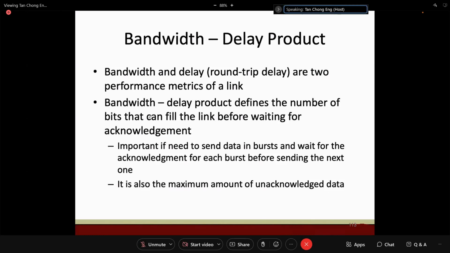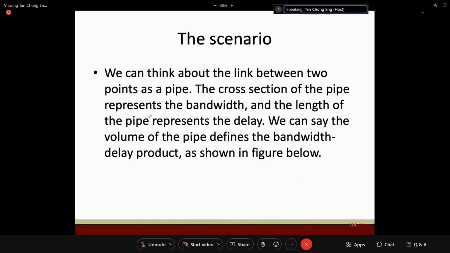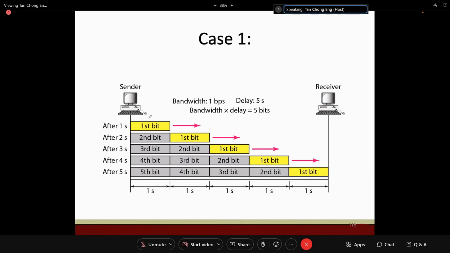Through this bandwidth delay product, we will be able to calculate how much we can send continuously so that we can achieve the maximum performance over the link, so that we are not wasting the bandwidth caused by the delay and all the stuff, right? So this is actually a very unique case.